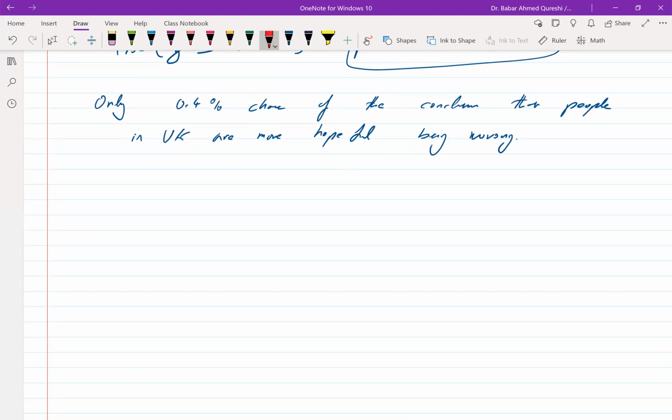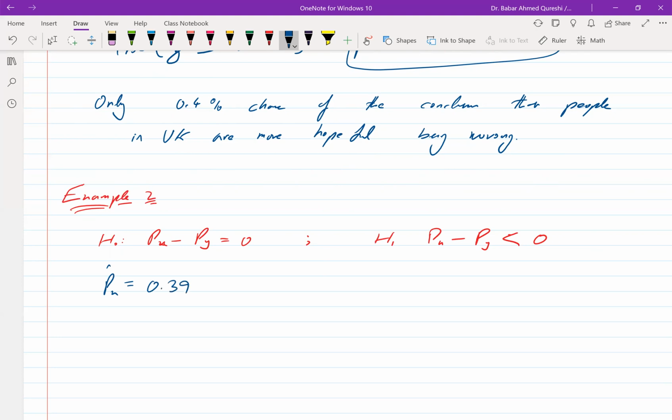I can do another example. Suppose you are given, again, you have to test in the population that the population proportions are equal against, let's say this time, that px is less than py. And from your samples, you get this: the proportion in population X in your sample is 0.39, and there were 500 subjects from the population X which were chosen in the sample.